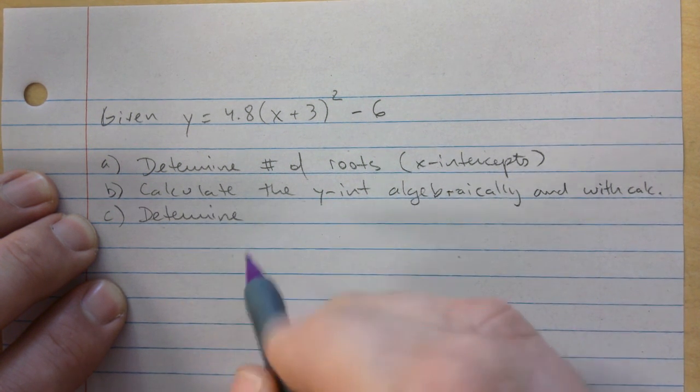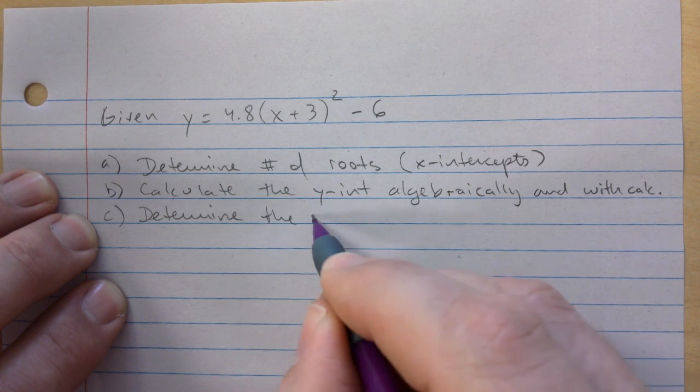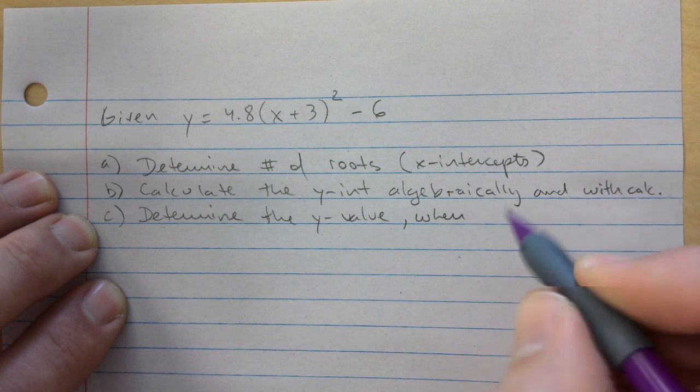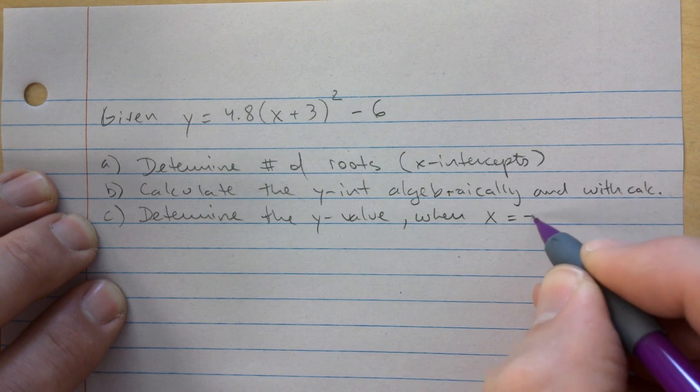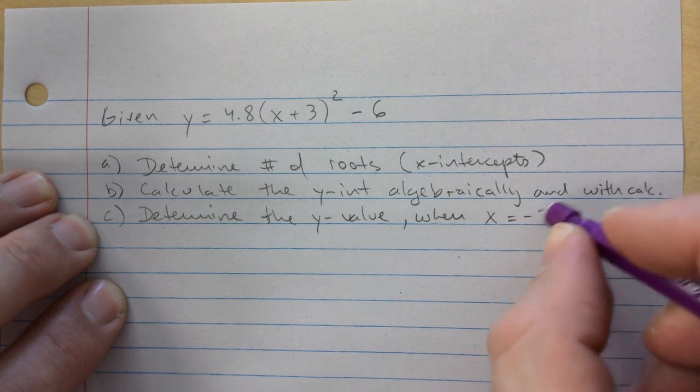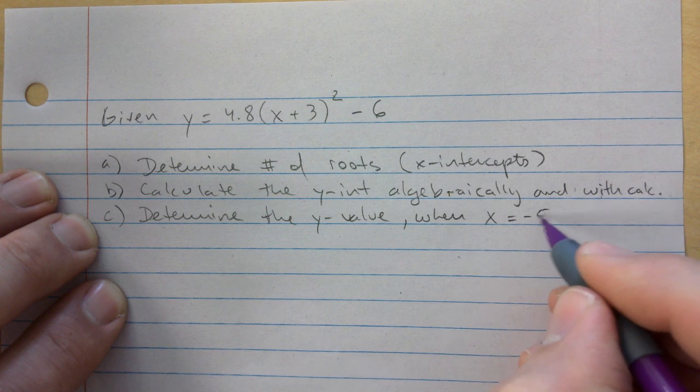Determine the Y value when X is equal to -3. No, let's go -5. Let's go -5. There.